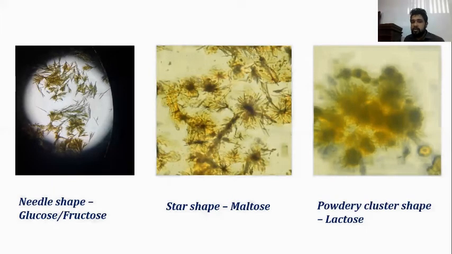Will it give a positive result for sucrose? Will it give these kinds of crystal shapes for sucrose? No, because sucrose is a non-reducing sugar. Therefore, there are no free aldehyde or ketone groups to react with phenylhydrazine. So non-reducing sugars like sucrose will not give positive results, and osazone crystal formation will not happen.